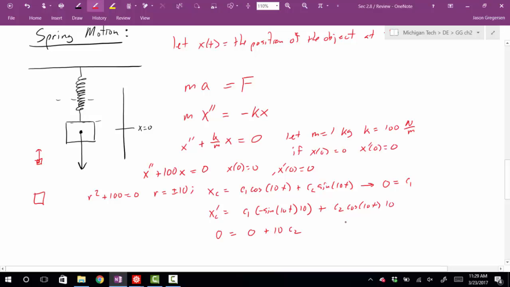What is my solution? What's my solution? Yep. x equals 0, right? Does that make any sense? Sure it does. Look at my initial conditions. If I start at rest and there's no velocity, what's going to happen to my spring? It's going to stay at rest, right?